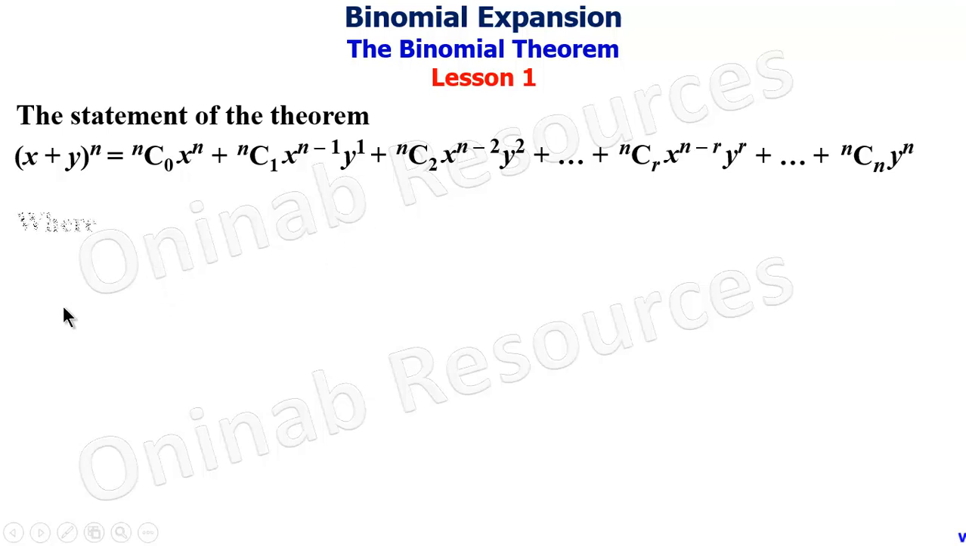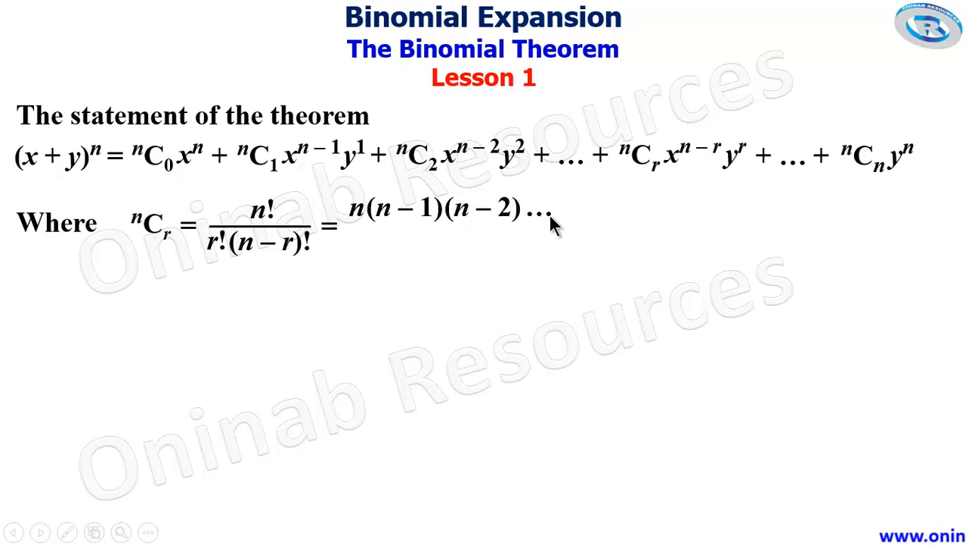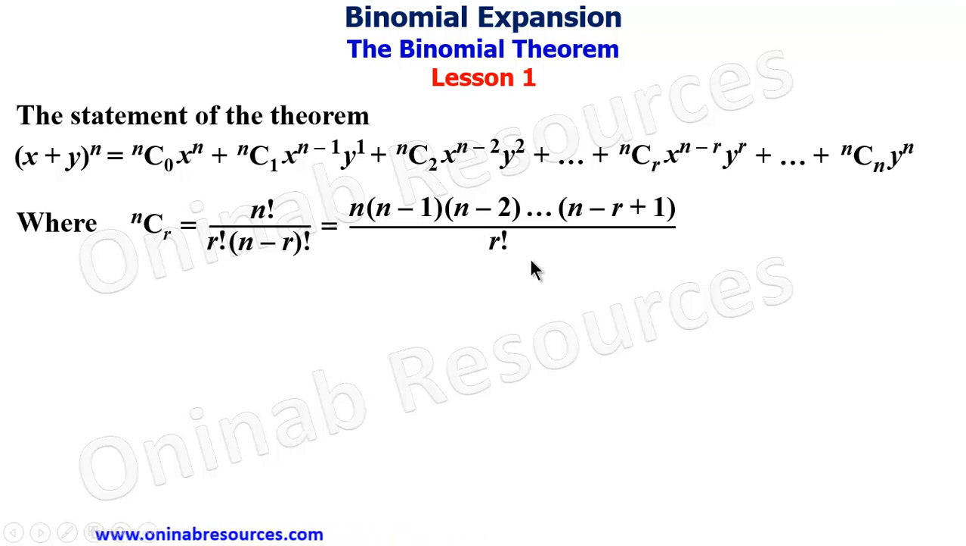Then we'll say where nCr is equal to n factorial over r factorial, then n minus r factorial. This can also be equal to, by expansion, n into n minus 1 into n minus 2 up till n minus r plus 1, then over r factorial. If we expand this, this is partly what you are going to have.